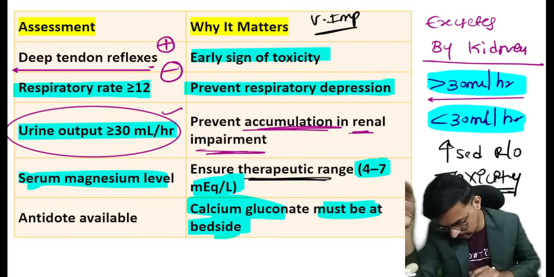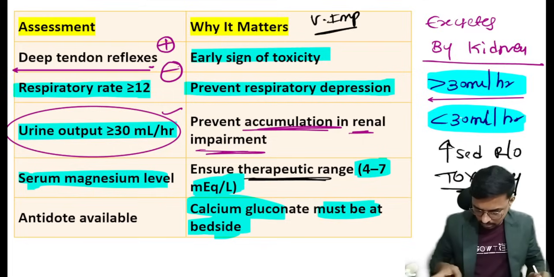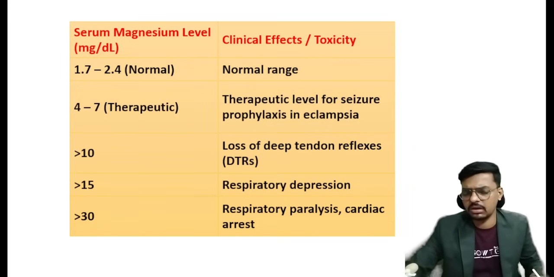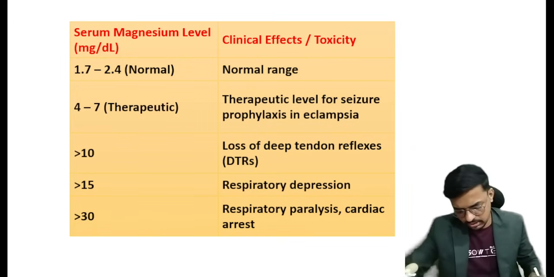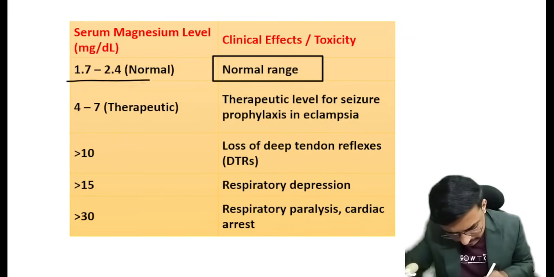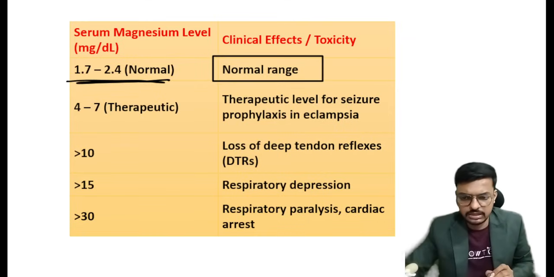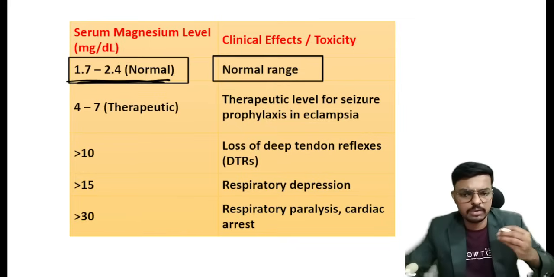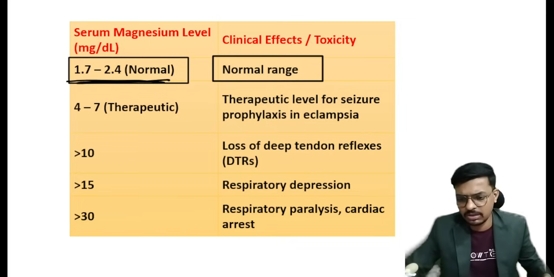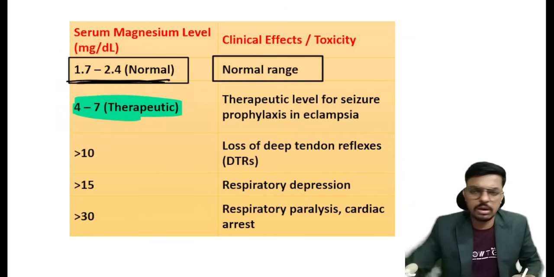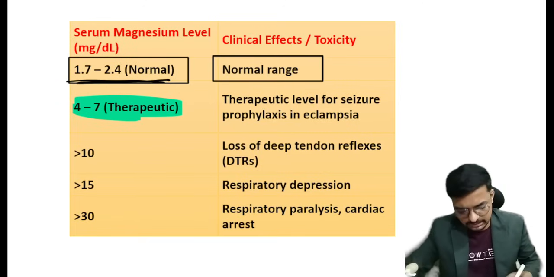Yes, here comes the next thing, the toxicity of MgSO4 and the associated dangerous effects. The normal range, as I have already told you, is 1.7 to 2.4 milligram per deciliter. That is the normal amount of magnesium in the blood. The therapeutic value is 4 to 7 milligram per deciliter.